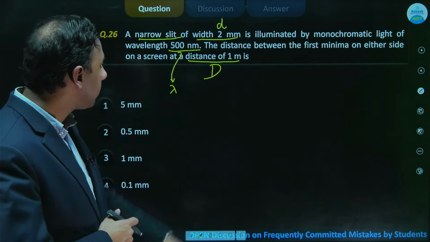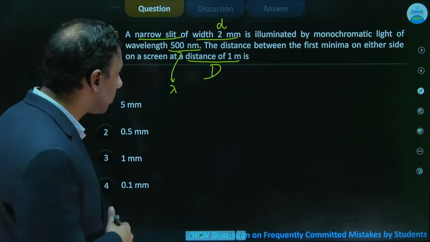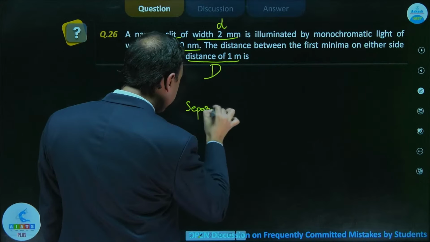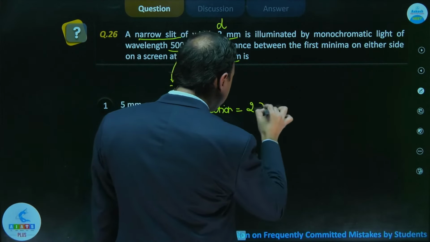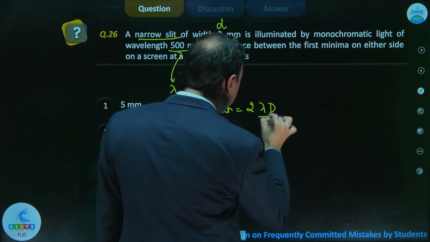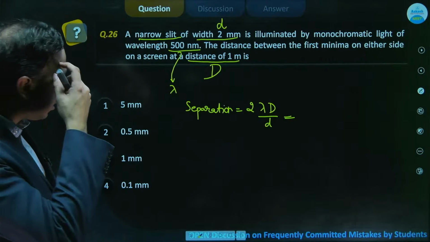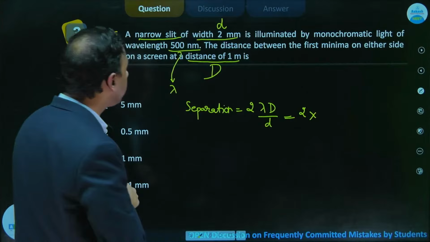And that separation is given, or rather we have to find it, that separation. Let's find it over here and use that formula, 2 lambda D by small d, that's it. Just substitute the values and you will get the answer. 2 तो 2 है, lambda is how much?